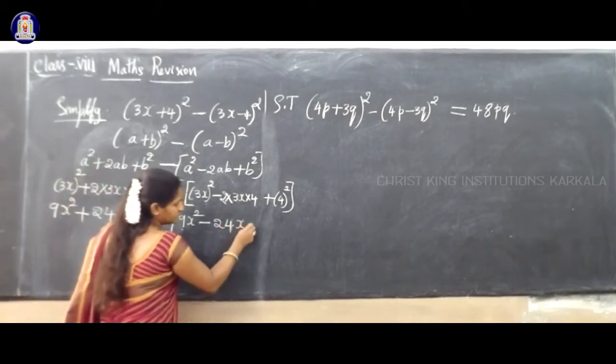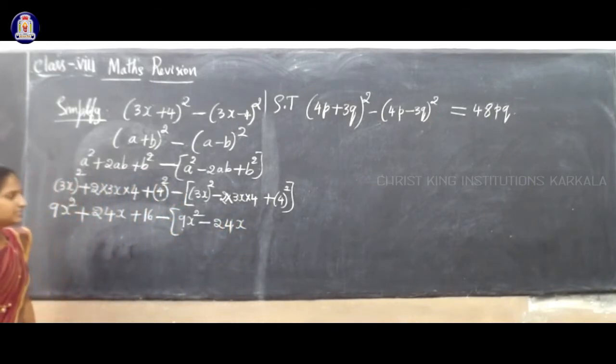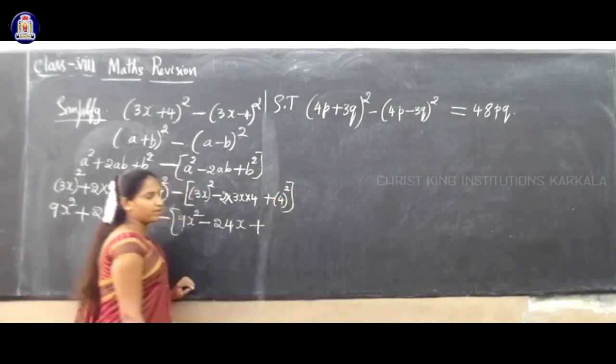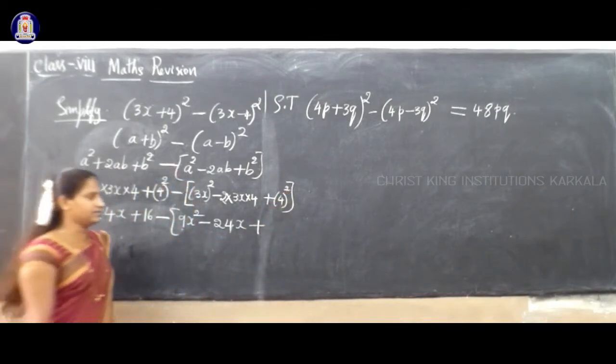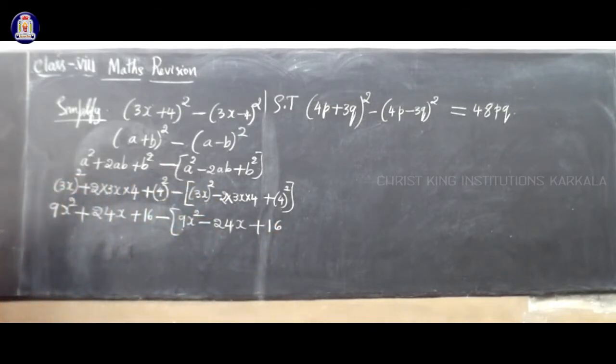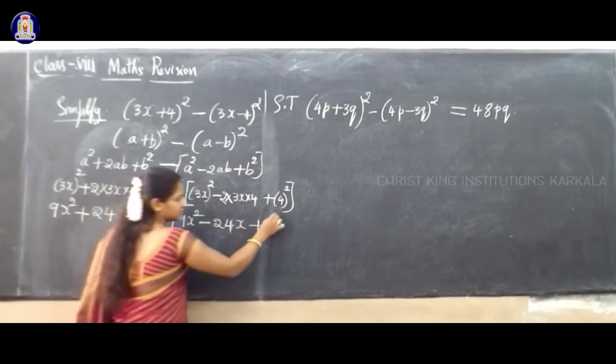Variable is x, as it is. So the answer is 24x plus 4 whole square. 4 whole square, that is 16. So the answer is 16, 4 into 4.